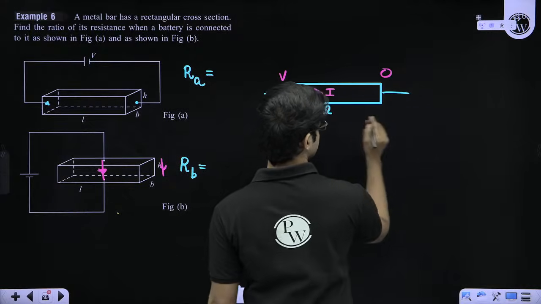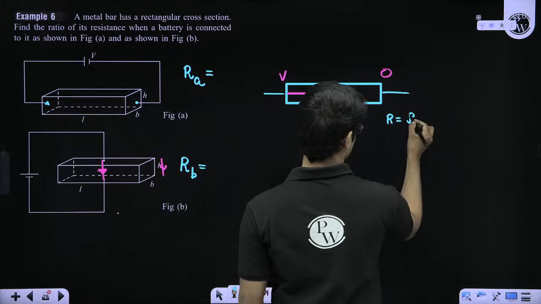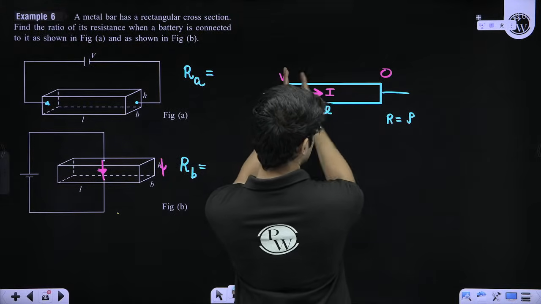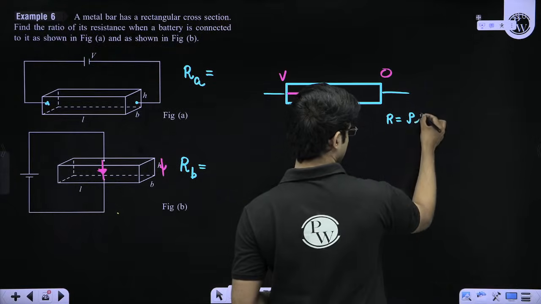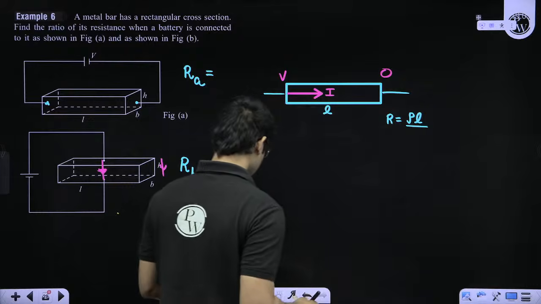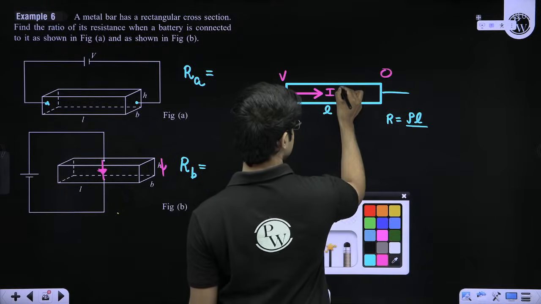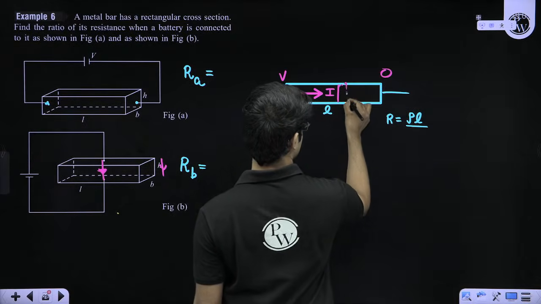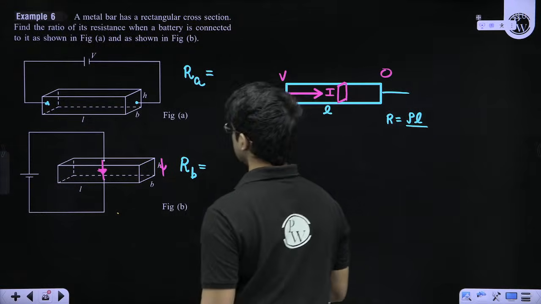So the resistance here will be rho into L, where L is parallel to the direction of current, okay? So that will be L here divided by area of cross section. So in the area, what area do we choose? We choose the area perpendicular to the current. Whatever that area perpendicular to the current is, we choose that.